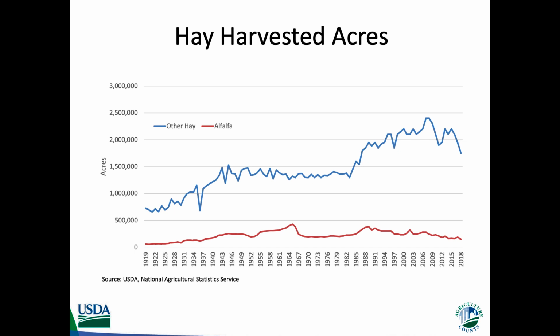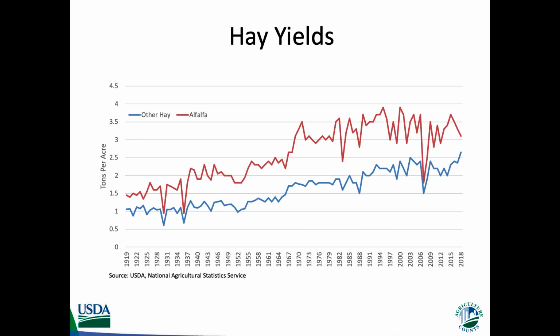It looks like, though, we need to cut about 2 million acres of all other types of hay to feed our livestock. We've been above that mostly since around 2000, slightly below that now, but I expect that given good weather, we're going to cut about 2 million acres of hay here, unless we see a significant change in our livestock inventories.